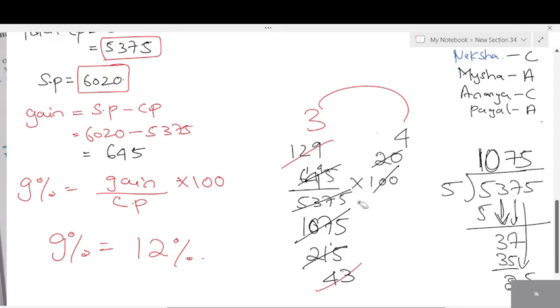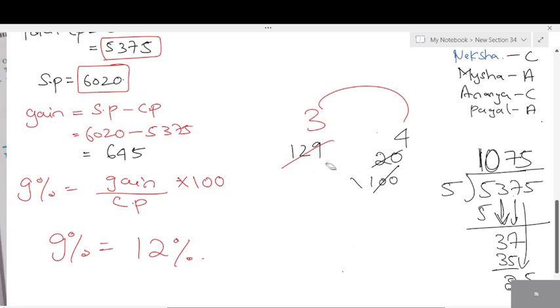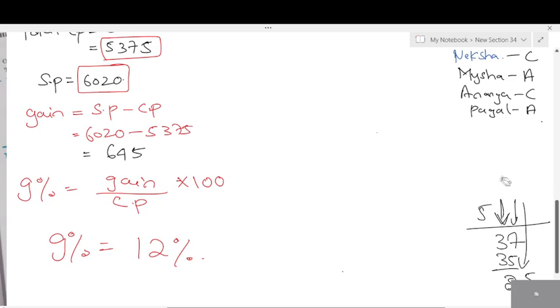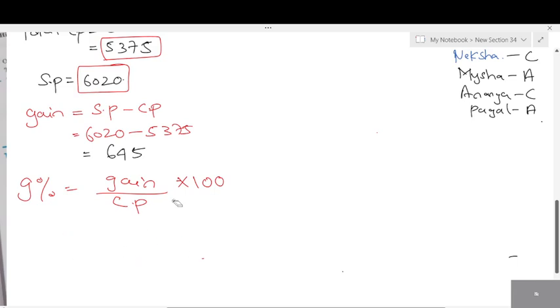See, everything is easy, students, except this calculation part. And the calculation part should be done in the working column. According to the mathematics rule, you should draw a working column. Whatever working is done should be done in the working column. Okay, 12%. We'll try the next question.